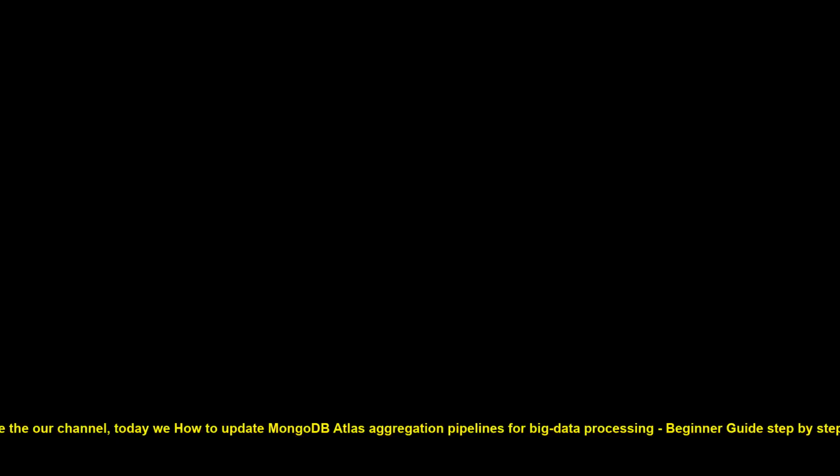by step, clearly. Begin by logging into your MongoDB Atlas account. Navigate to the cluster that contains your data. Click on the Collections tab to access your databases and collections. Identify the collection you want to work with for your aggregation pipeline.